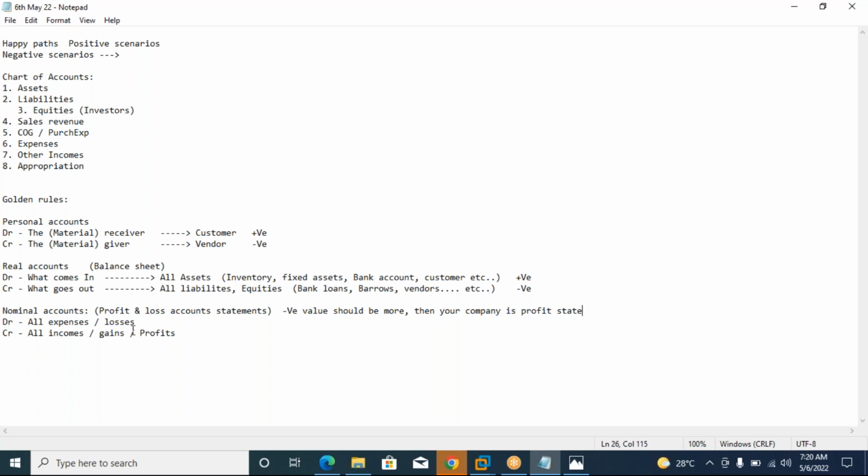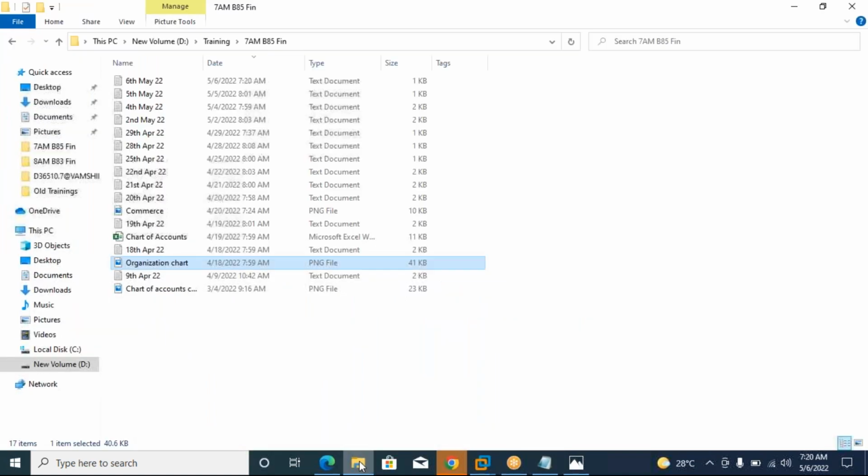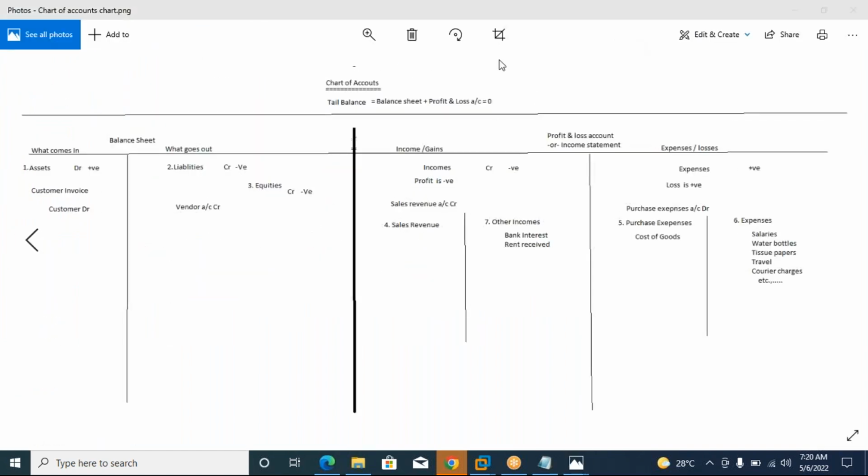Understood? This is the only confusion for any person. So why is it mentioned oppositely? What is the reason? If you look at this, trial balance or chart of accounts is equal to balance sheet plus profit and loss account.